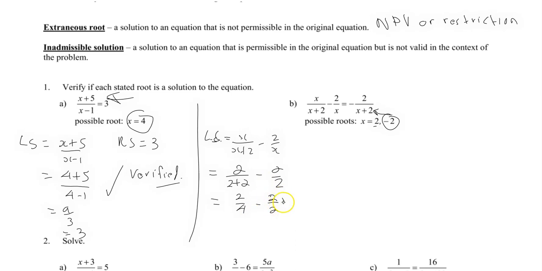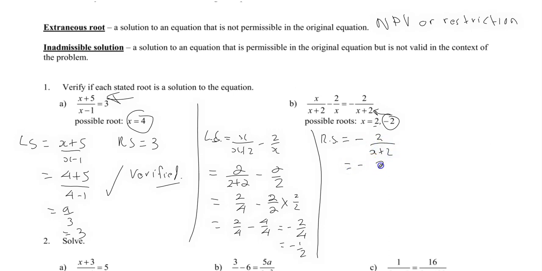I'm going to leave that as 2 over 2 because we're going to multiply by 2 over 2. So you get 2 over 4 minus 4 over 4, which gives us negative 2 over 4, which is negative 1/2. And the right side, in this case, over here, the right side was just a number, but here it's an expression, so it's negative 2 over x plus 2, negative 2 over 2 plus 2, negative 2 over 4, negative 1/2, and that verifies. So it verifies that x is equal to 2.